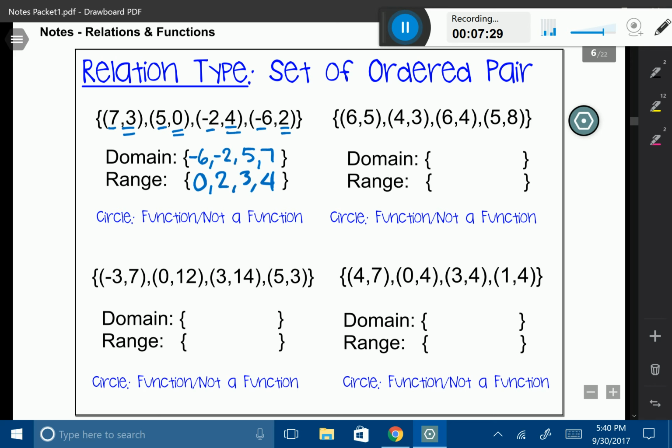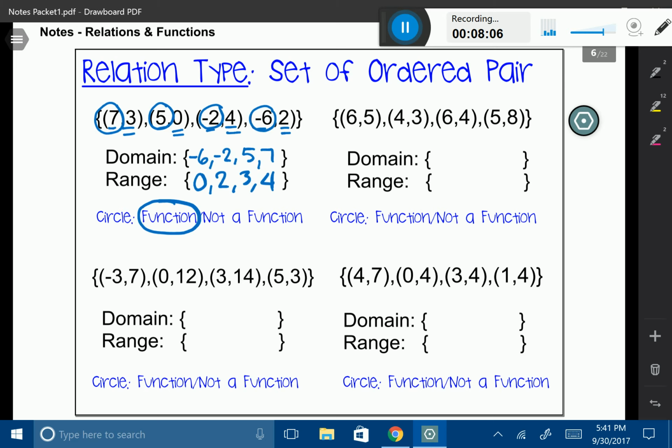Okay, now I want to know, is this relation, the set of ordered pairs, a function? And the way that you determine that is you look at your x values. Only look at your x values. If your x values repeat in any way, then it does not create a function. And you can see here that my x values are all different, and therefore this is going to create a function. And it's really going to stand out when I show you what it looks like on a coordinate plane. But let's try the next one.